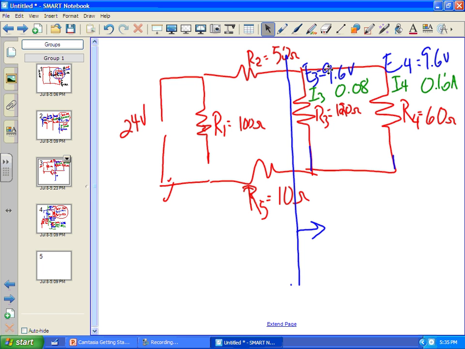Amazing, I tell you. So now we have solved everything in this circuit. Every single possible thing we've solved. Tell you how easy that is? All right. That's it for this slide presentation, and let's stop our recorder.